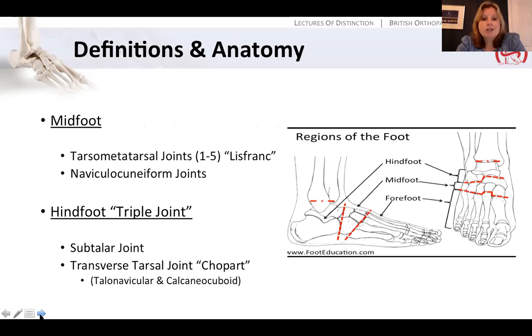So regions of the foot include the forefoot, the midfoot, and the hindfoot. The midfoot includes the tarsometatarsal joints 1 through 5, which we know as the Lisfranc joints. Importantly, the midfoot also includes the navicular cuneiform joints, which articulate with the medial, middle, and lateral cuneiforms there on that medial side. The hindfoot is essentially known as the triple joint. So you have the subtalar joint, and then you also have the transverse tarsal joint, which is described in older books as the Chopart joint, which includes the talonavicular and the calcaneocuboid joint.